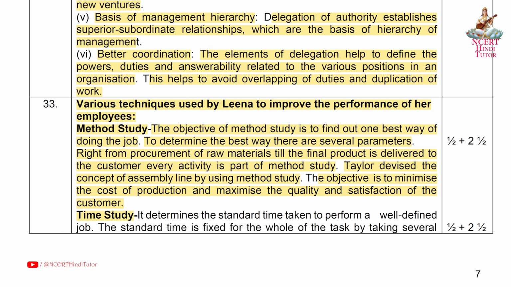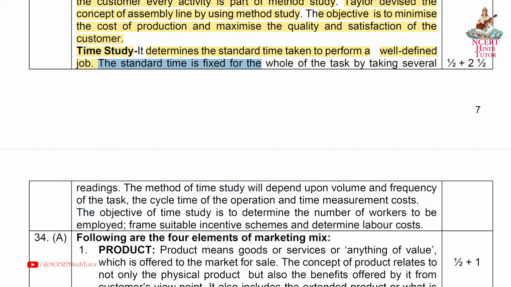Second, time study. It determines the standard time taken to perform a well-defined job. The standard time is fixed for the whole of the task by taking several readings. The method of time study will depend upon volume and frequency of the task, the cycle time of the operation and time measurement cost. The objective of time study is to determine the number of workers to be employed, frame suitable incentive schemes and determine labor cost.